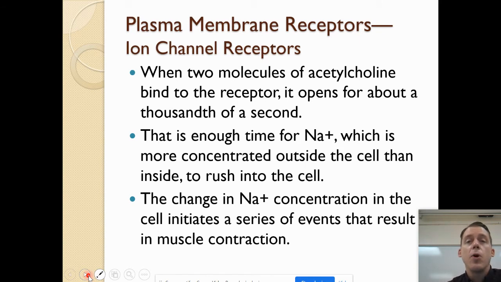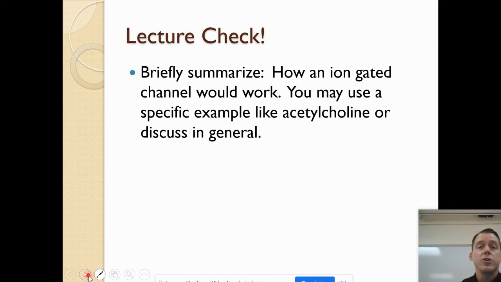When two molecules of acetylcholine open the receptor, even though it's a very short time, it's enough time for tons of sodium to actually get in. And that increase of sodium ions in the cell is going to initiate a series of events that results in a muscle contraction. So we have the reception, the acetylcholine, two of them binding, opening, letting the sodium in, and that sodium is then going to cause a bunch of things to happen in the transduction phase, and the result is a muscle contraction.